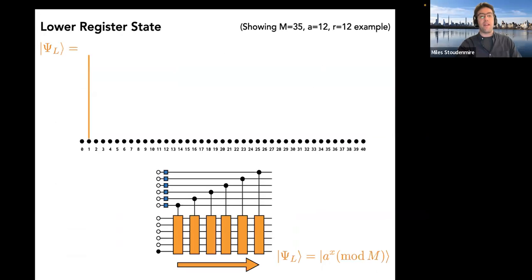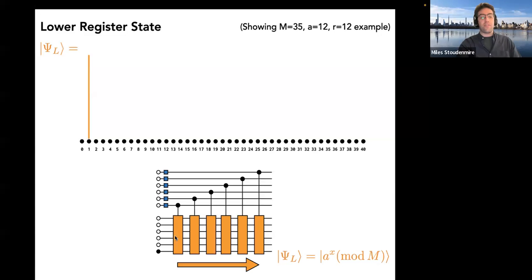So let's see what that actually looks like. Here I worked out a concrete example where m equals 35 and a equals 12, which is one of the numbers you pick at random. Then it turns out, coincidentally, that r also happens to equal 12 in this example. It doesn't have to equal a in general. And then we can just visualize what the lower register state is. If we unroll the lower register state as a long vector, you can imagine this vector going off to the right, but I only will need this much room.